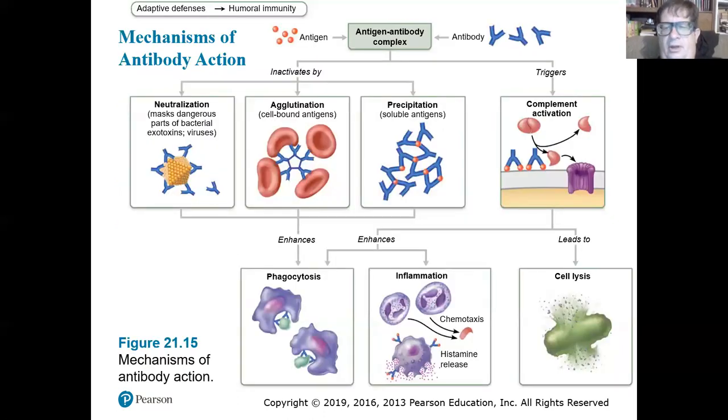Back up. You can see right here that complement activation would also cause phagocytosis and enhance inflammation. All of the other methods, neutralization, agglutination, precipitation, are going to cause phagocytes to come and eat them. They're going to cause the inflammation response.